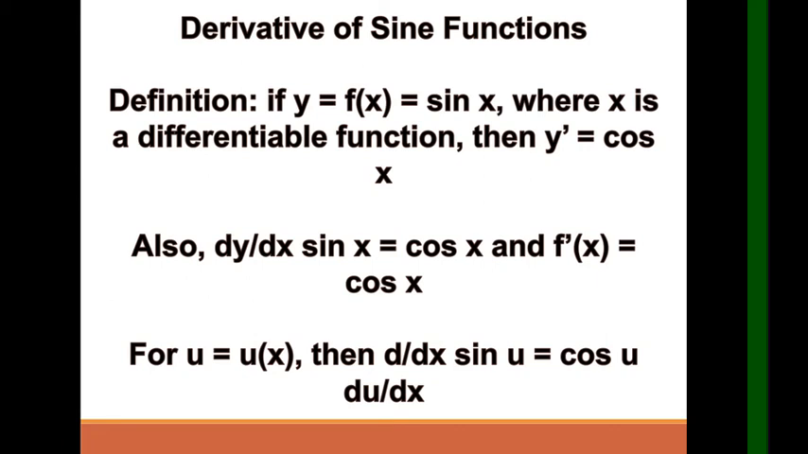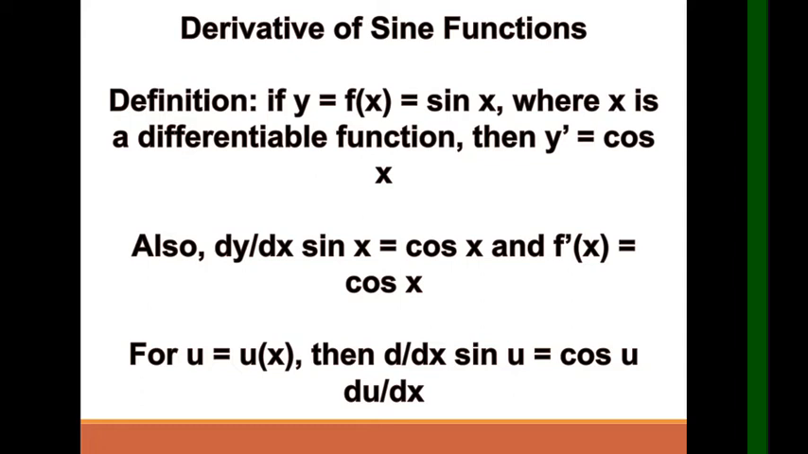The derivative of sine functions: if y is equal to f of x equals sine of x, where x is the differentiable function, then the derivative of y is equal to cosine x. Also, the derivative of sine x, or dy over dx of sine x, is equal to cosine x, and the derivative of f of x is equal to cosine x. So, to make it short, ang sine x, pag kinuha mo yung derivative niya, nagiging cosine x.